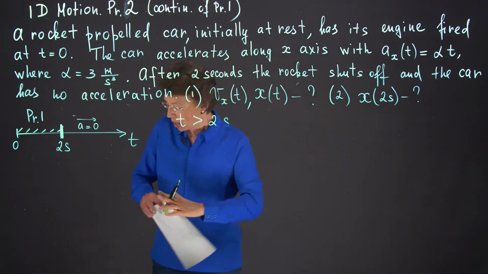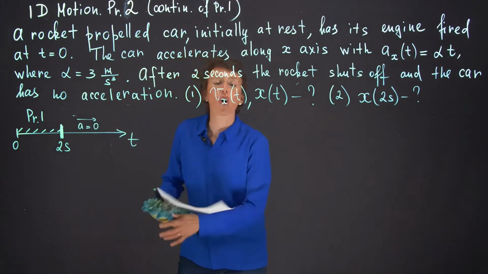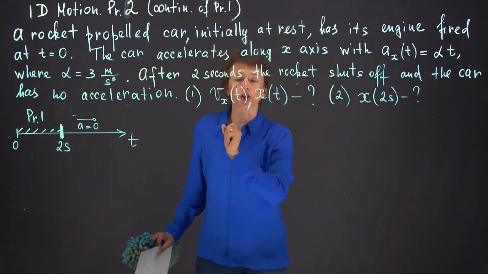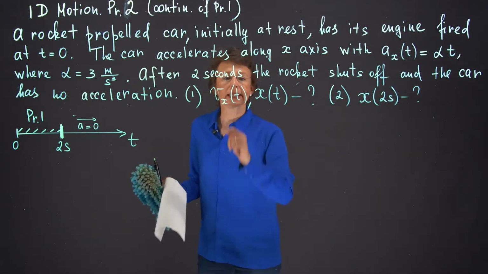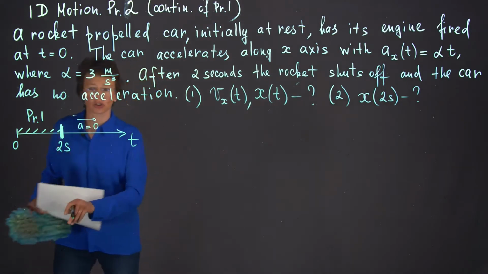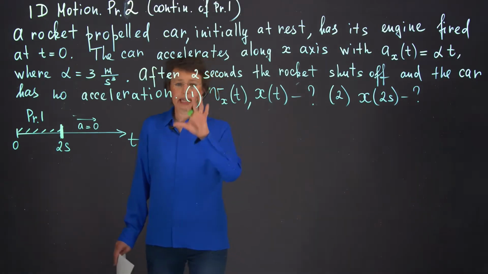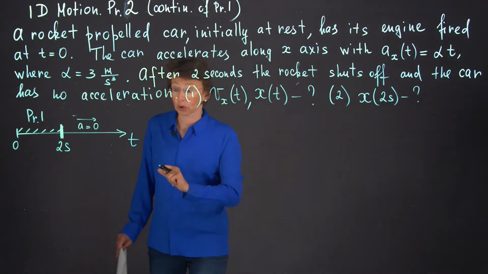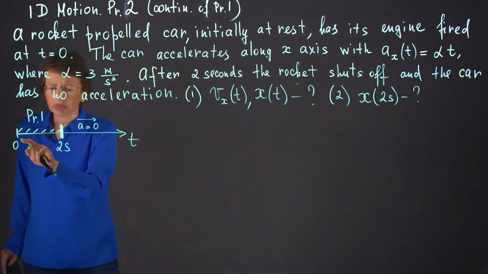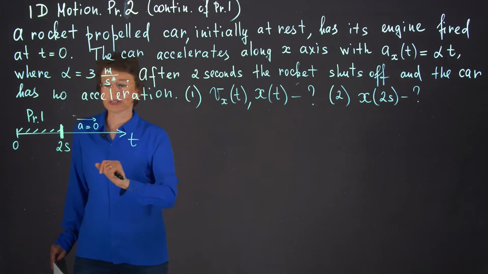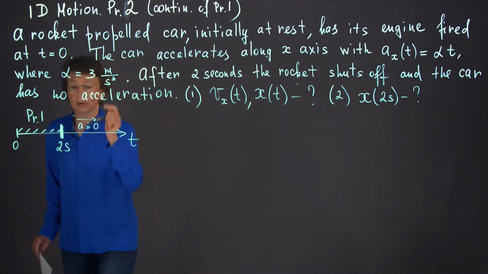What we are looking for, let me erase this also, is velocity and position as function of time, and we're also looking for position at 2 seconds. But most importantly, let's find velocity and position as function of time. I hope that you have our formulas that we derived in the previous videos in front of you. Now, since we have 2 different accelerations, from 0 to 2 seconds we had alpha t, and at time greater than 2 seconds we have acceleration 0, we break this problem into 2.